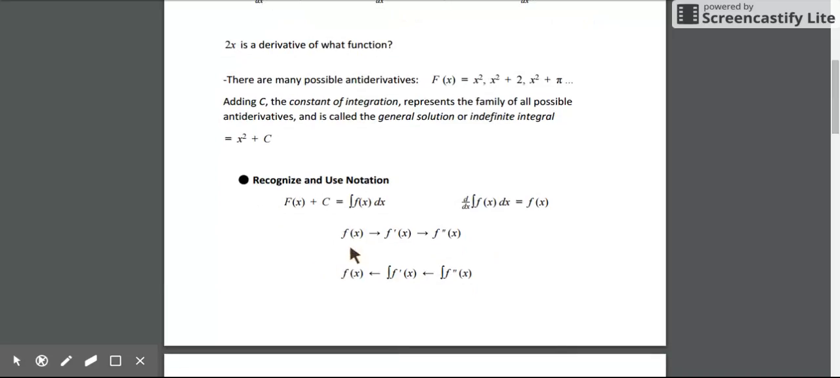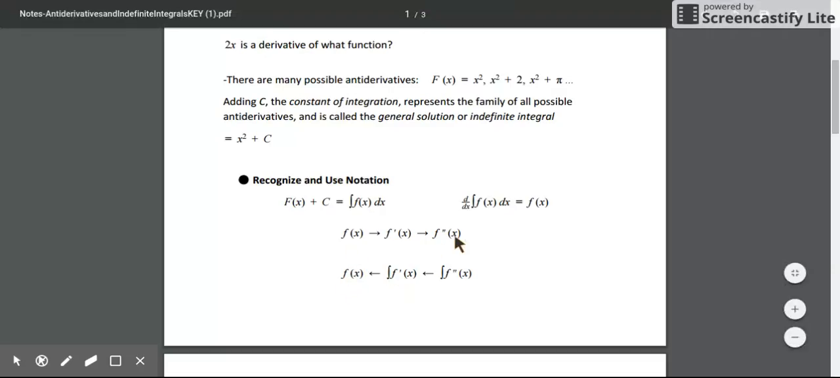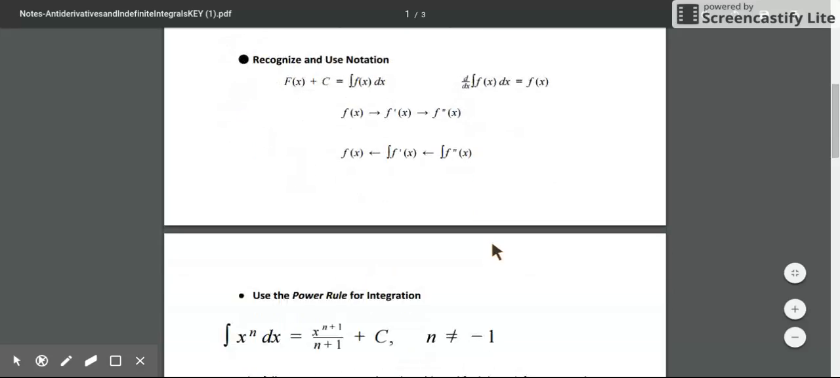So one more way to think about it is if we're deriving, we're moving in this direction. The derivative of f is f prime, the derivative of that is f double prime, and we could keep going in that direction. If I want to work backwards and undo my derivatives, I use an integrand. So the indefinite integral of f double prime is just f prime, and then if I integrate that, I get back to my original function. So derivatives work one way, integrals work the opposite direction.